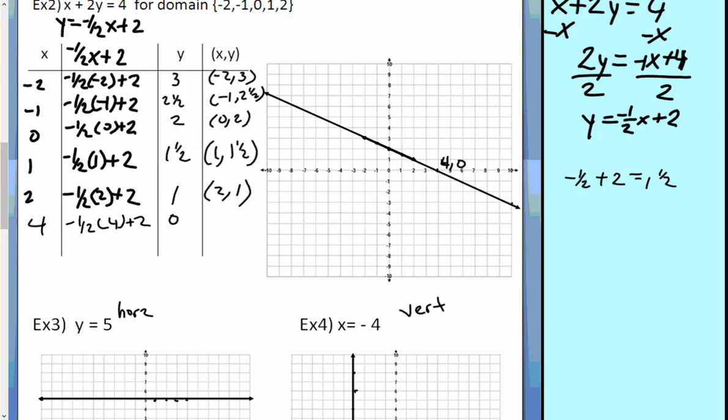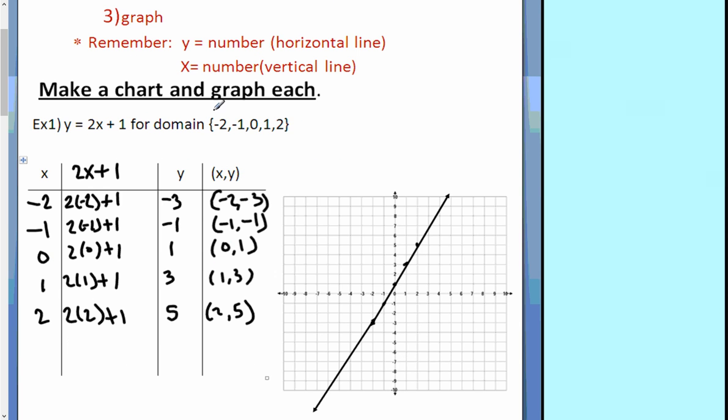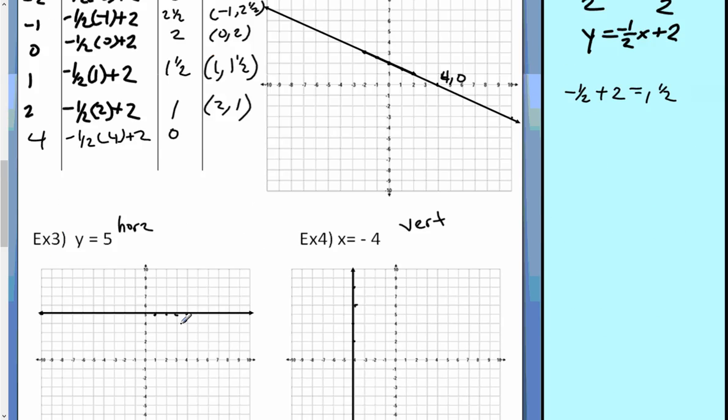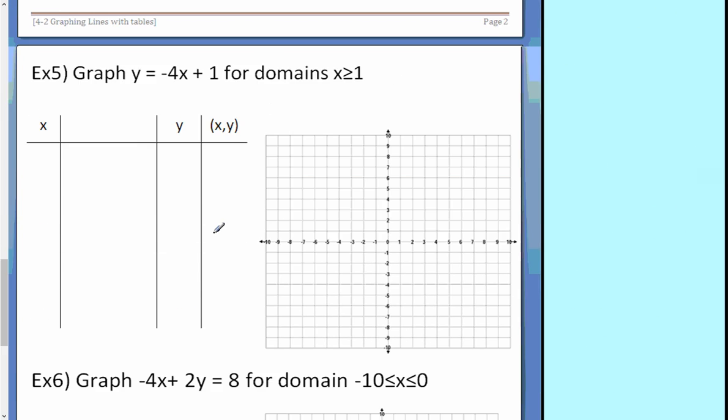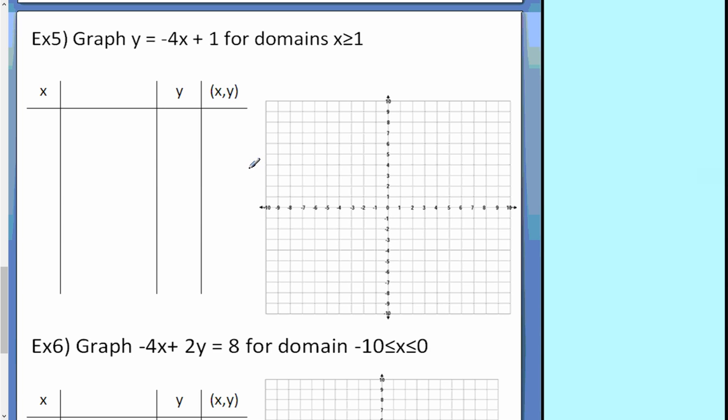All right? So to summarize this lesson, you're going to get the y by itself. Then you're going to make a table using whatever domain they give you. If they don't tell you which domain to use, use negative 2, negative 1, 0, 1, and 2. Okay? I would probably always use negative 2, negative 1, 0, 1, and 2, unless it's not an easy problem doing it that way. All right? Now, this would be another lesson for the next day, but let's go ahead and do this now.